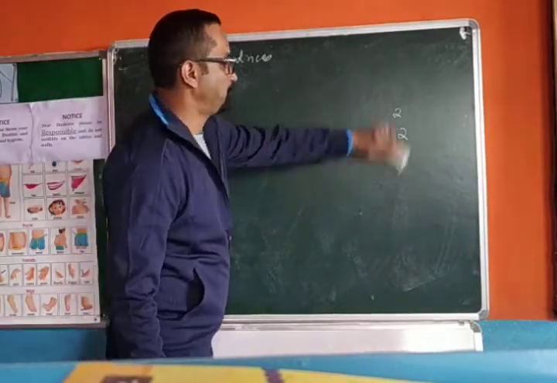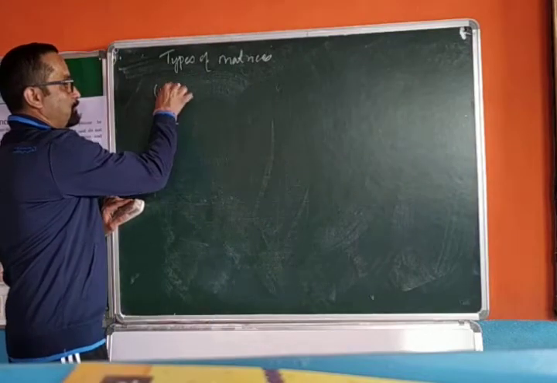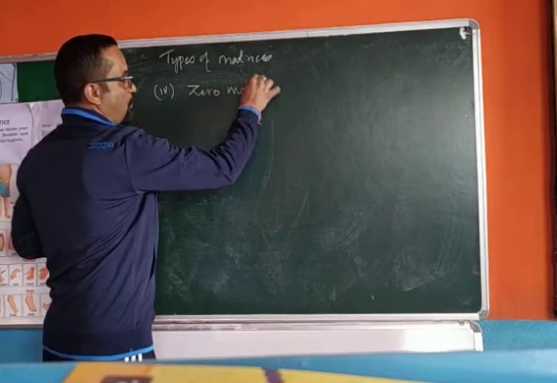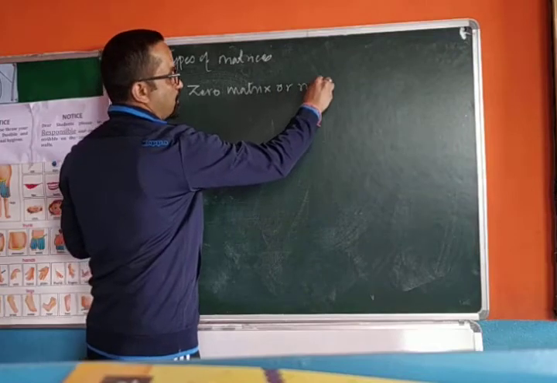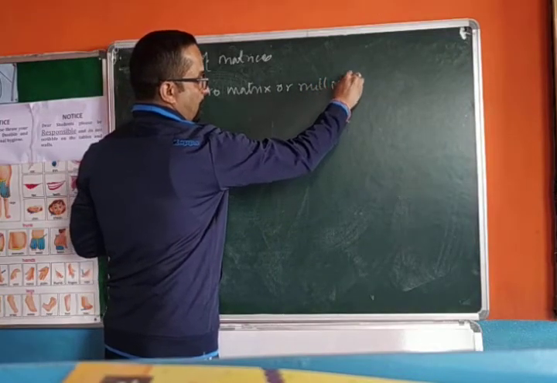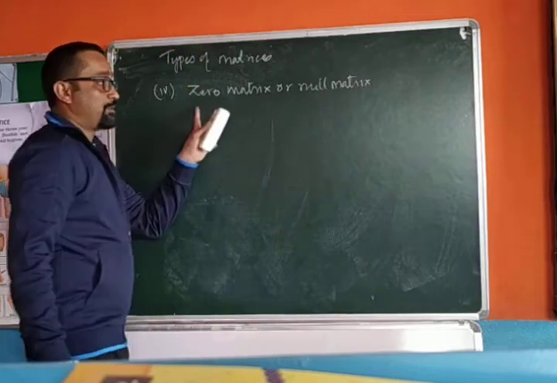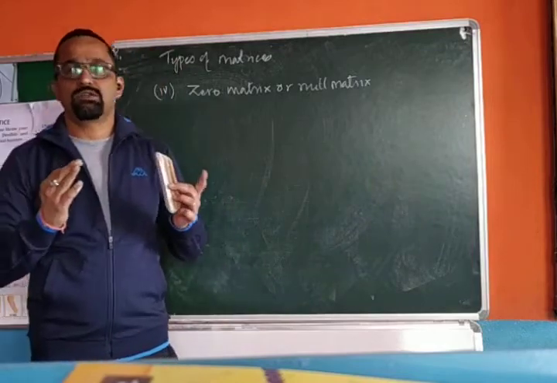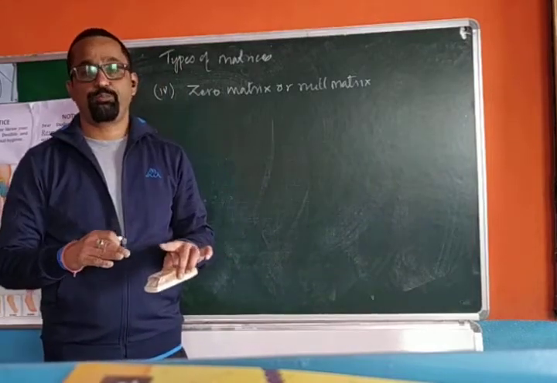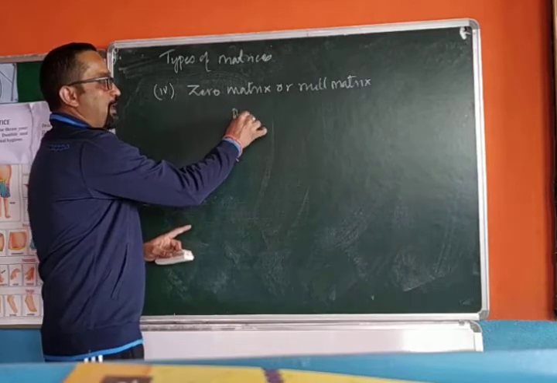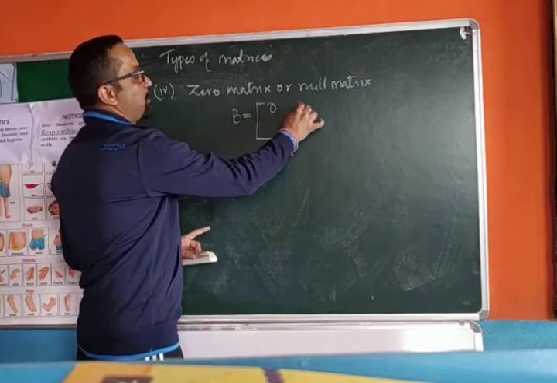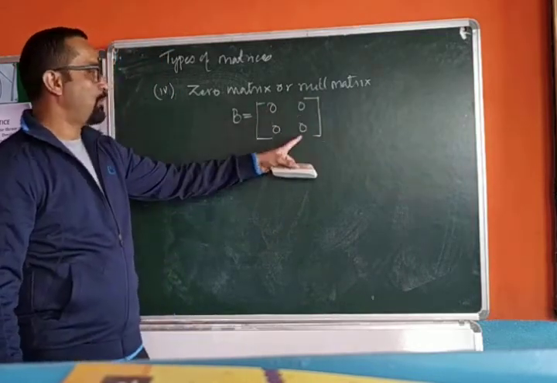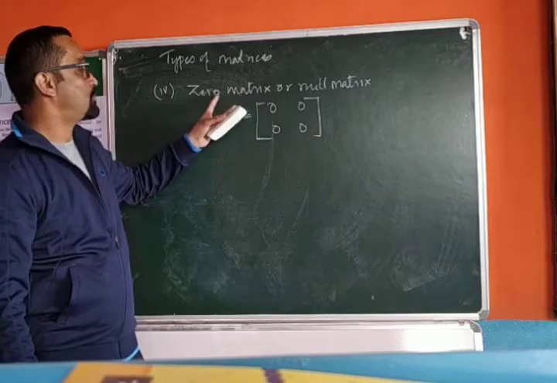Fourth one, type 4, is called zero matrix or null matrix, N-U-L-L. What is a zero matrix? It is a matrix whose all elements are 0. Take matrix B whose elements are 0. Inside the bracket you have 0. So the matrix is considered a zero matrix.